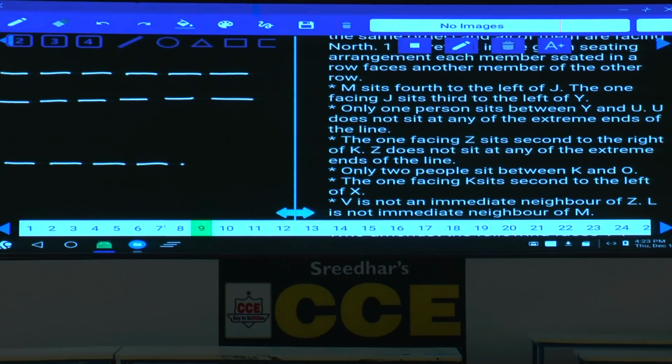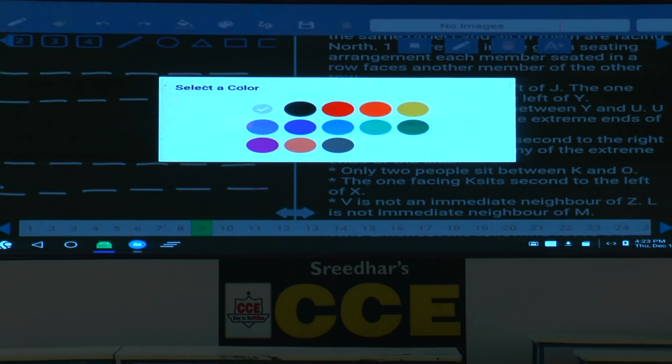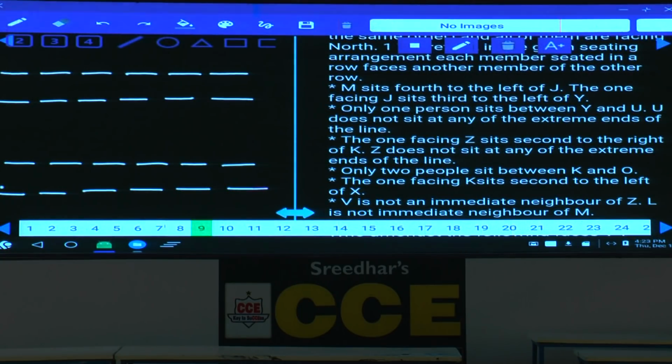M sits fourth to the left of whom? M sits fourth to the left of J. Now this is the second possibility. If J is here, 1, 2, 3, 4, M sits fourth to the left of J; that is one possibility. Then what is the second possibility? J at this place, and M sits fourth to the left of J. Hence we have only 2 possibilities.